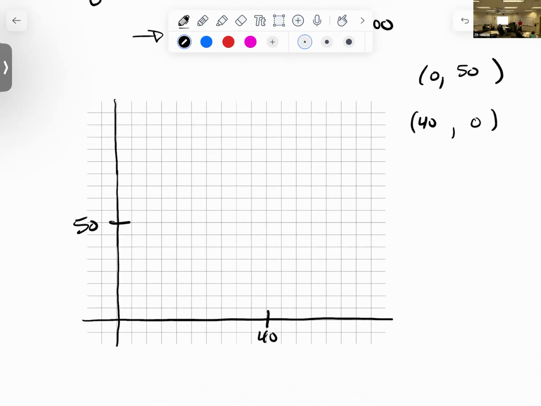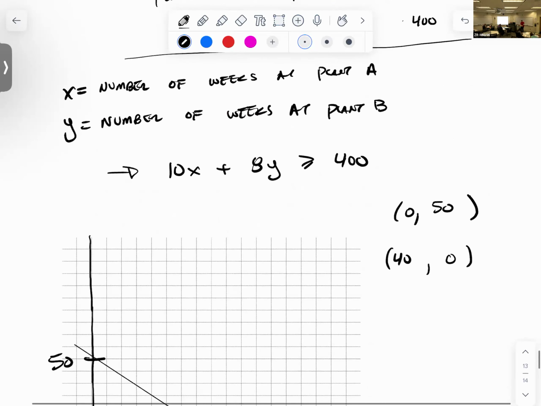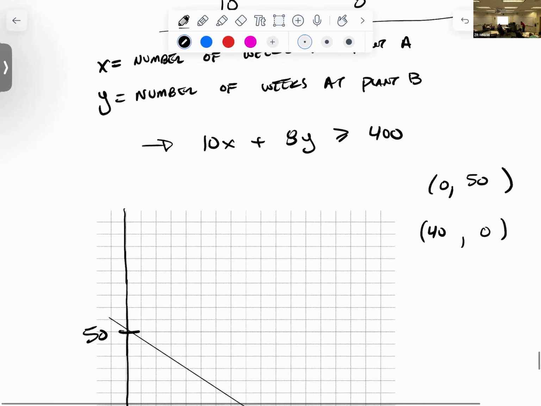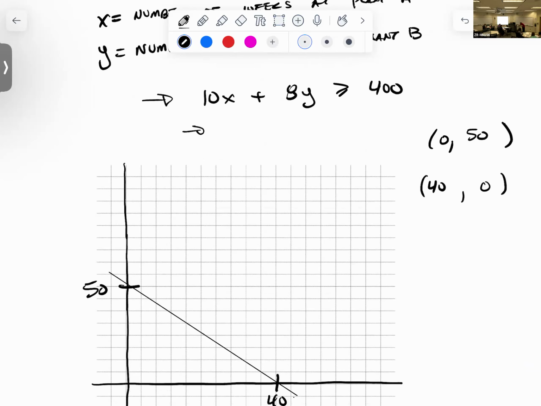Because the best part about this is I only have one line and it crosses at those points. So I really just need to identify, am I shading above or below this line? Now, technically, we didn't solve it for y, but it's not actually going to change anything. It's below. Okay, should we solve it for y? At least, greater than. Oh, it's above. So 400 or more. That's so unbounded.